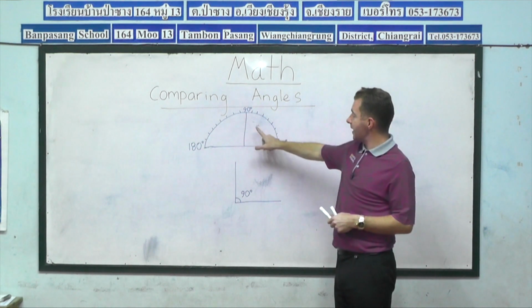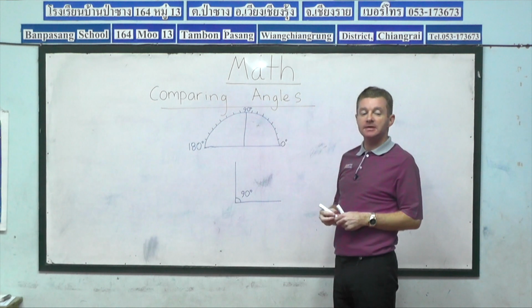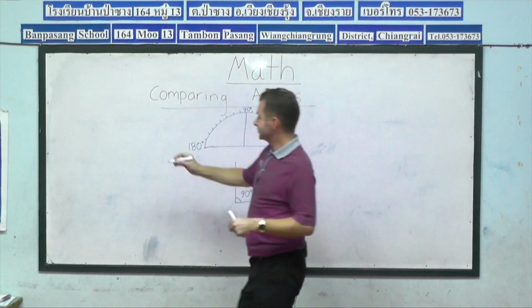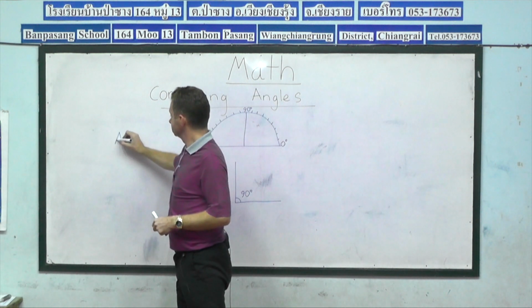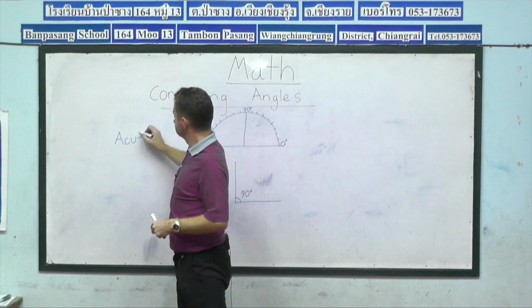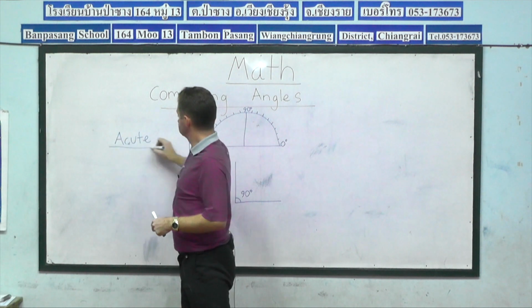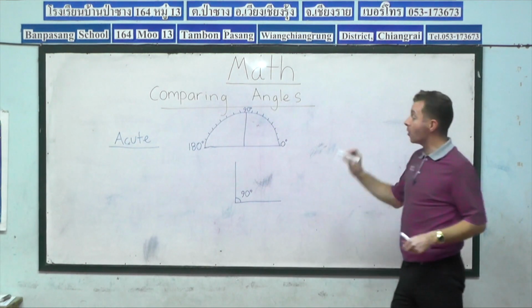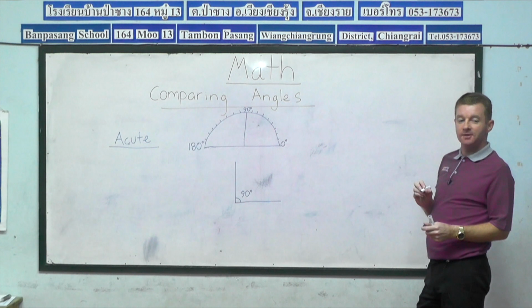What do we call the angles that are less than 90 degrees? Acute, well done. So we'll write acute here. And what do we call the angles that are more than 90 degrees? Obtuse.